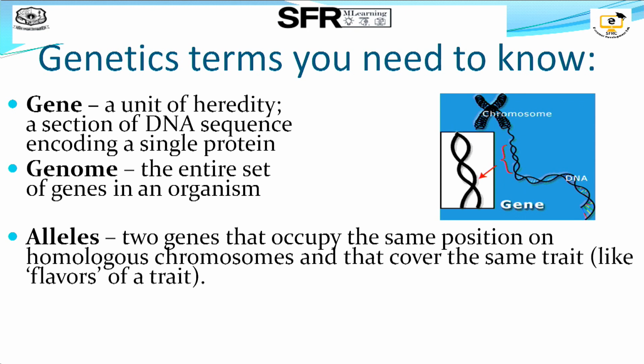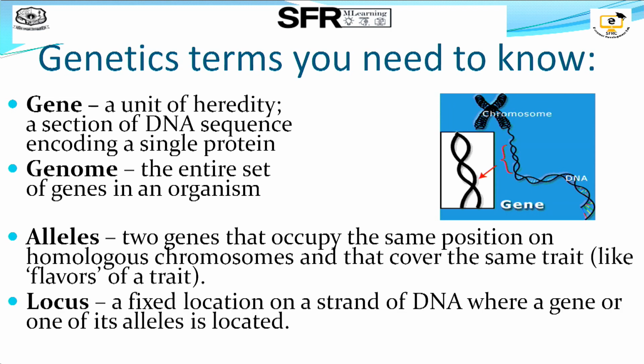Then what do you mean by alleles? I told you about the two chromosomes. For example, take the A gene and A gene: the two genes that occupy the same position on the homologous chromosome and cover the same trait. Trait means a character, which may be the height of the plant, shape of the leaf, or color of the flower. Those two genes are called alleles. A pair of genes is responsible for a character. A single gene cannot give a character.